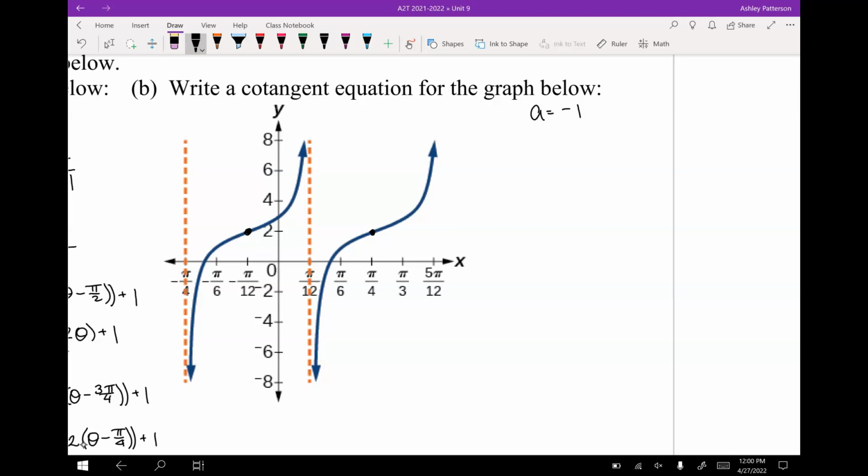I'm going to choose, let's be fancy, let's choose the left. I'm going to choose the point of negative pi over 12, comma 2. Similar to when we wrote a tangent graph, this tells us that h went left, pi over 12. Ooh, wait a second. I'm in the tangent brain. Pause. That is not true. How many of you are like, Patterson, that's not right? Good for you. We don't start at 0, 0 with our central point.